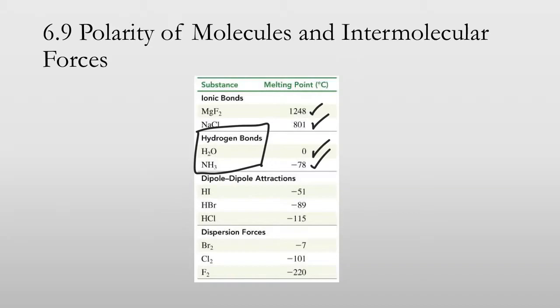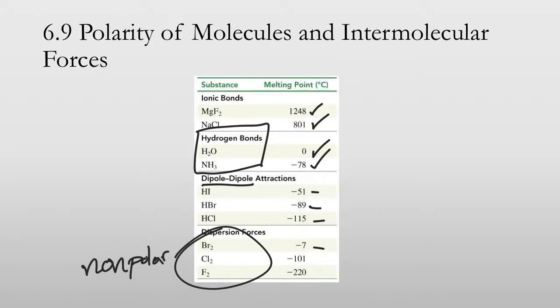Hydrogen iodide, which only has dipole-dipole interactions, is negative 51. HBr is negative 89. HCl is negative 115. Dispersion forces, you have bromine. These are nonpolar molecules. Bromine has negative 7, chlorine negative 101, and fluorine negative 220.